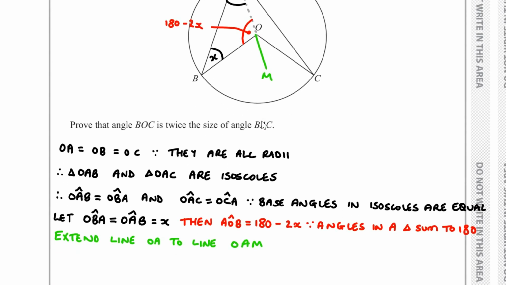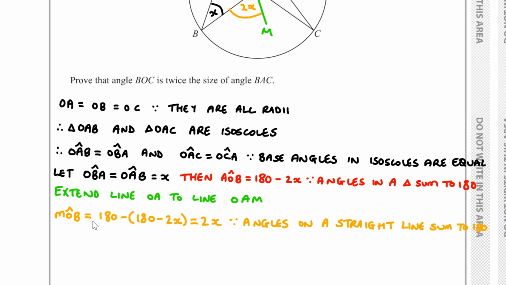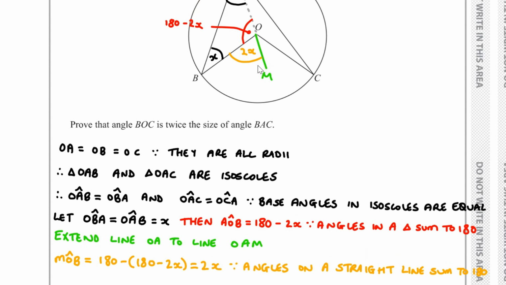Okay. Now with this we can find out the angle MOB, which is this angle over here. This angle will equal 180 because we've got angles on a straight line, take away the 180 minus 2x, which is 2x. So this angle here is 2x. Okay, so let's just write that down. So MOB is equal to 2x because angles on a straight line sum to 180.